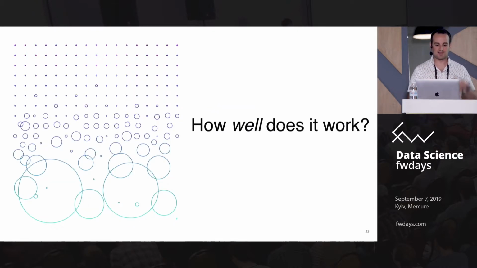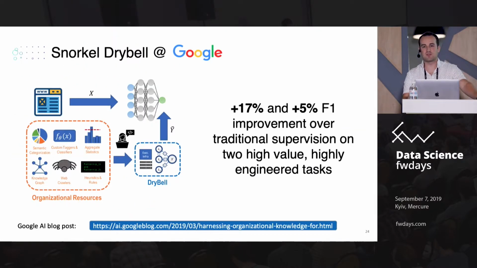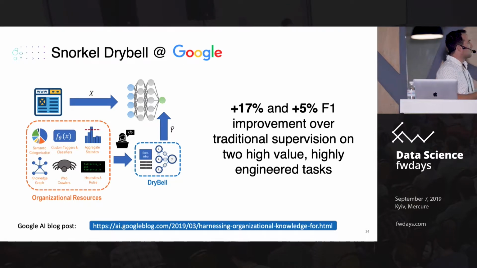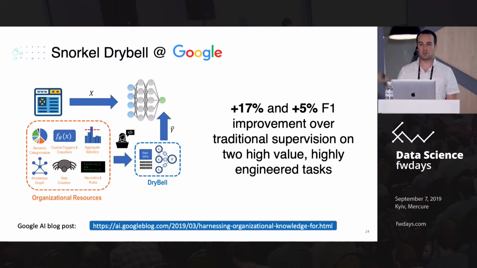So that's how it works. How well does it work now? Let me walk through a couple of the places where we've used this publicly. So this is a figure from the paper that we wrote with Google about their internal deployment of Snorkel called Snorkel Drybell. And as you might imagine, Snorkel has a lot of different internal resources that they can take advantage of. They had an existing system for tackling this problem.